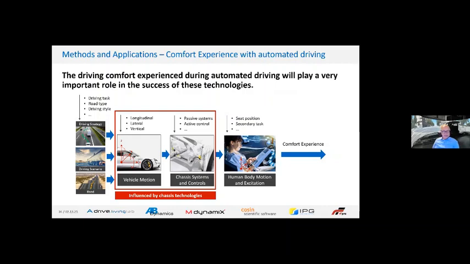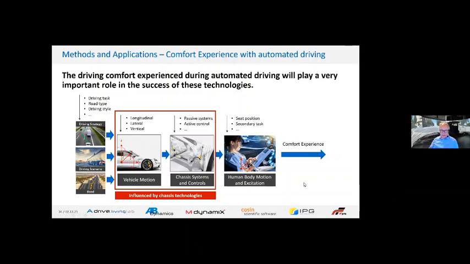And the last thing is also the comfort behavior. This is at the moment a key thing to answer the question I mentioned already: which body motion is necessary so that people can really do side jobs like reading or something in level 3, 4, 5 cars. And what we found is that the chassis must be improved very much.